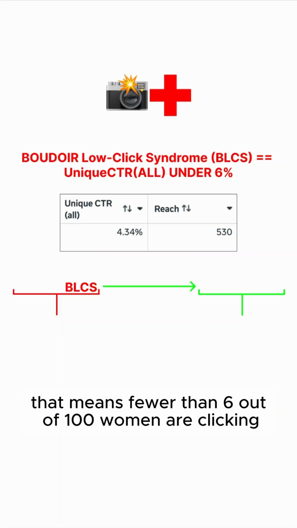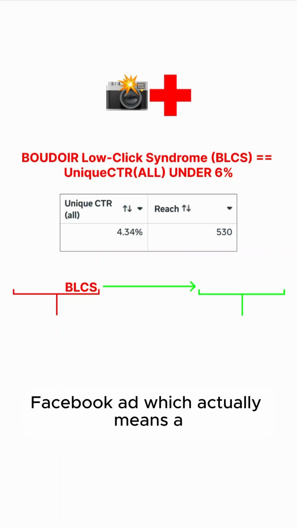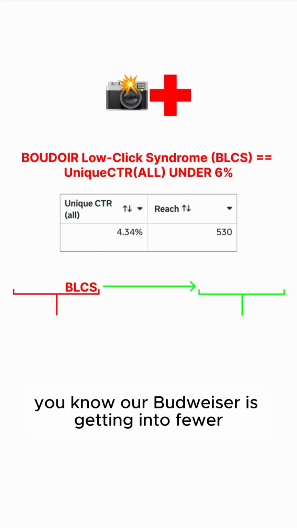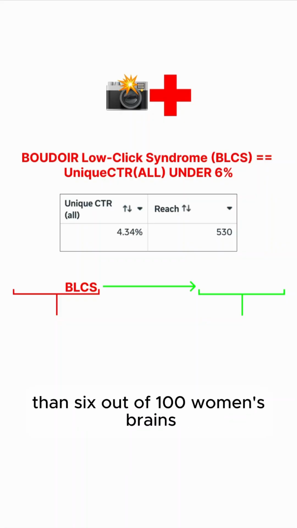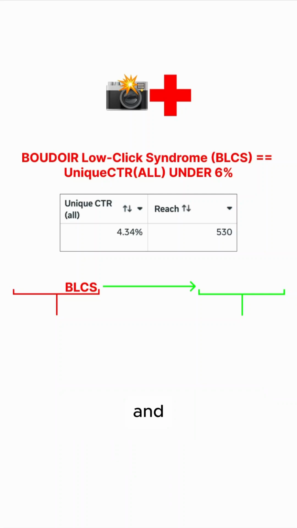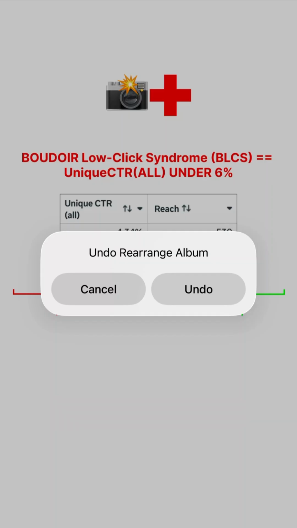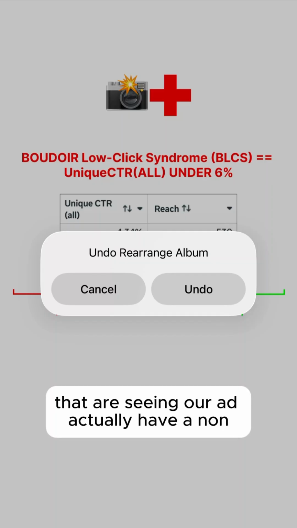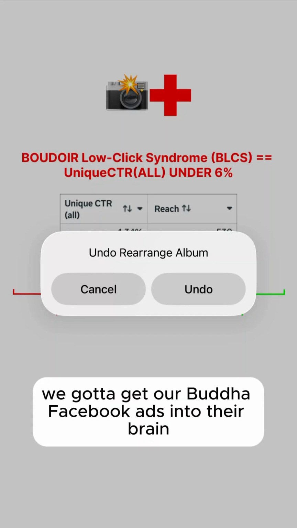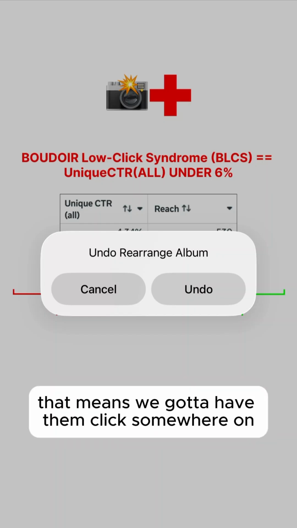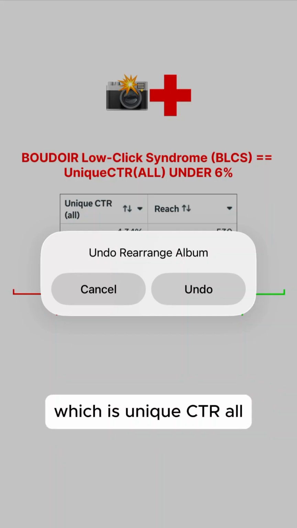So that means fewer than 6 out of 100 women are clicking somewhere on our Boudoir Facebook ad, which actually means our Boudoir Facebook ad is getting into fewer than 6 out of 100 women's brains. And that means fewer than 6 out of 100 women that are seeing our ad actually have a non-zero chance of buying from us. So we gotta get our Boudoir Facebook ads into their brain because that's the only chance they'll buy from us. That means we gotta have them click somewhere on it instead of simply scrolling on by, which is unique CTR.